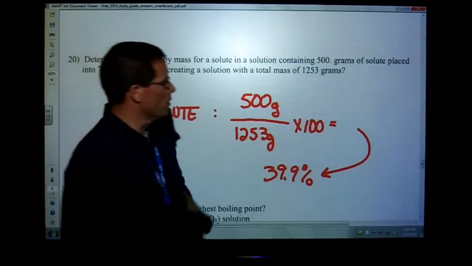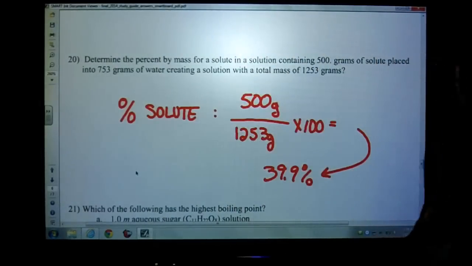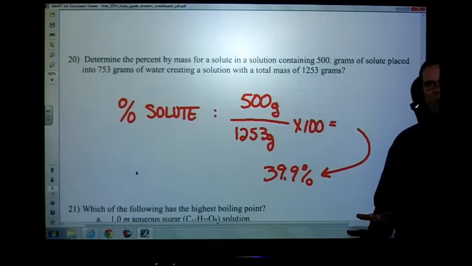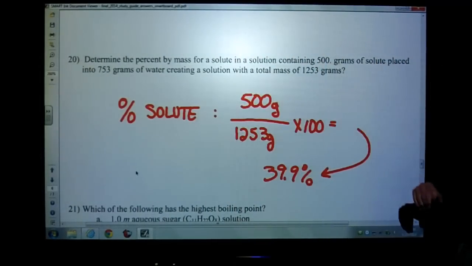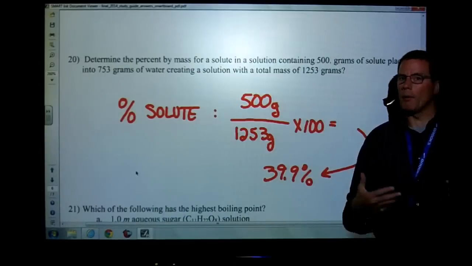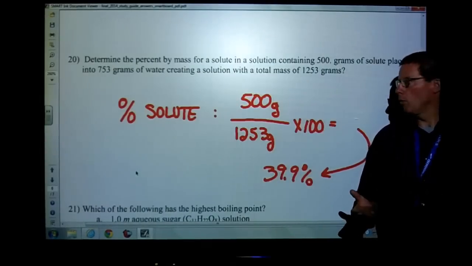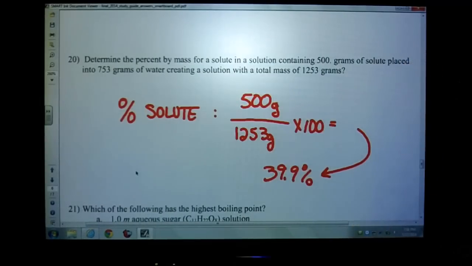That is a simple question. Again, chemistry is not difficult. It's all about problem solving. So analyze the question, read it a couple times, find out what it's asking, and then it's like, whoa, that's not so bad.